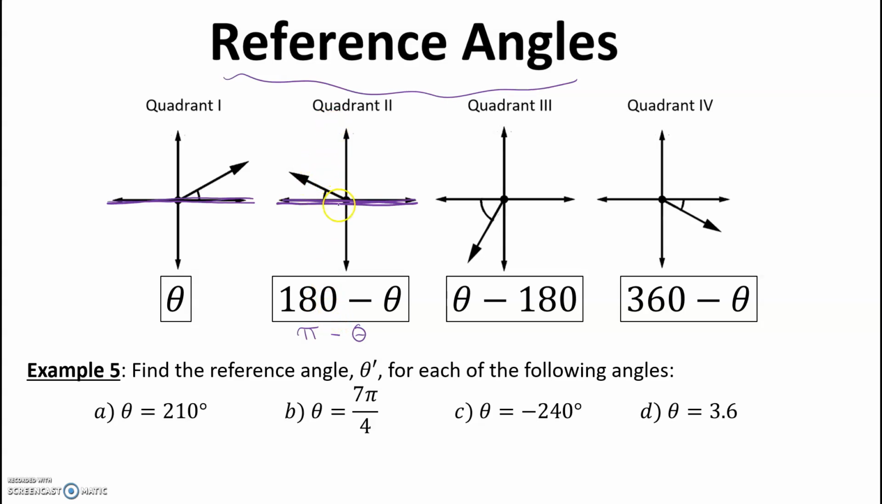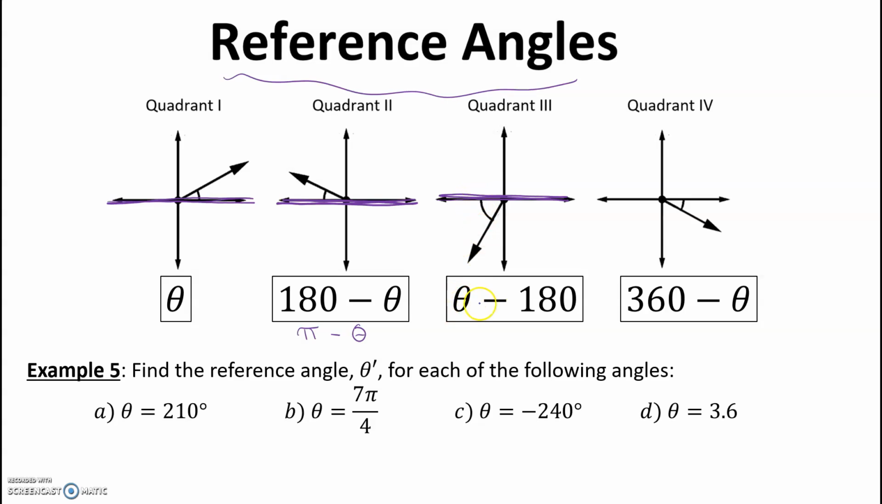So let's say we were at 170, right? Our reference angle would be 10 degrees, because I'm 10 degrees away from that axis. Okay. Here, if you're in quadrant three, so let's say 200 degrees, we are 20 away from that axis. So our reference angle would be 20 degrees.